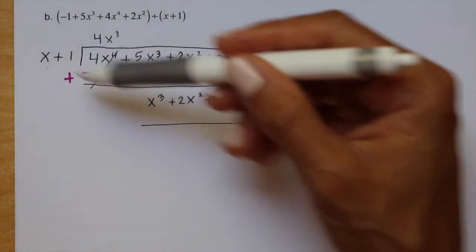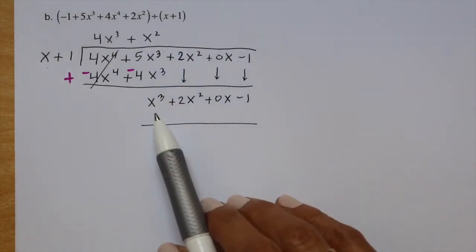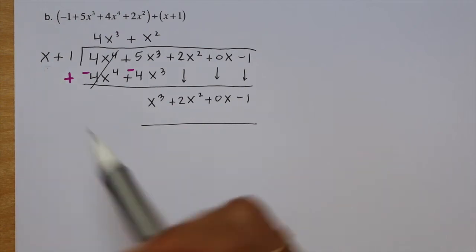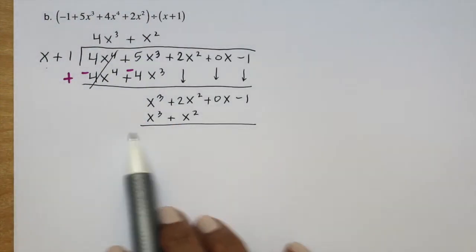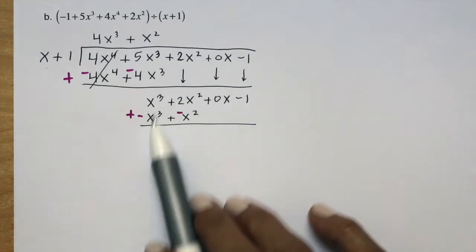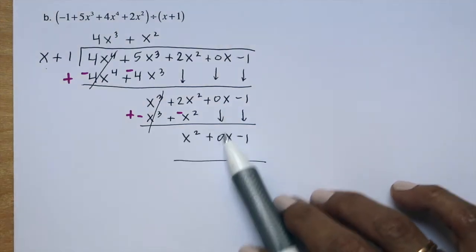We're going to say what times x makes this first term. So x squared times x makes this first term. We're going to take x squared times x, and you get x cubed, and x squared times 1 makes x squared. So at this point, we're going to add the opposites. These terms cancel out. 2x squared minus x squared makes 1x squared, and drop these terms down.